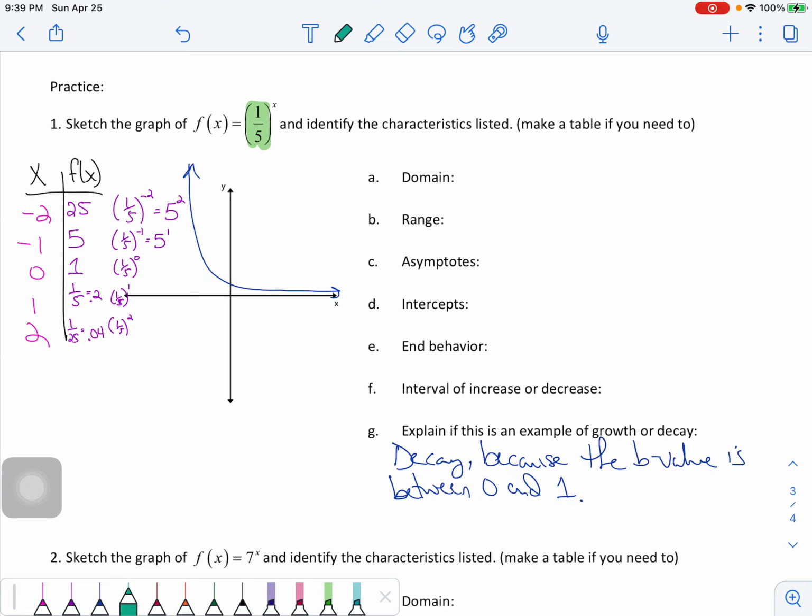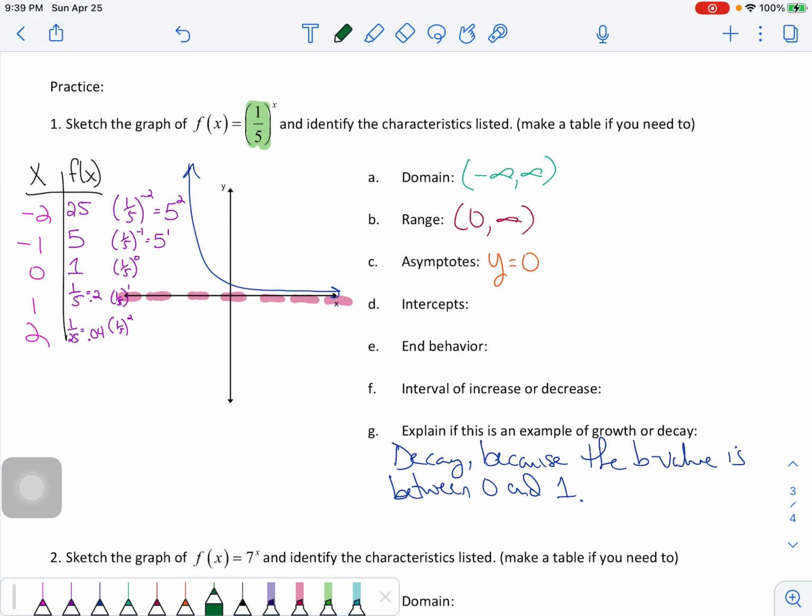All right, let's hit those other key characteristics. So domain, all possible x values are fine. Range is going to be from 0 to infinity. Your asymptote is going to be y equals 0. Now, that y equals 0 is this horizontal line here. You can approach it, but you're never going to touch it or cross it for the problem. All right, so that's that asymptote.